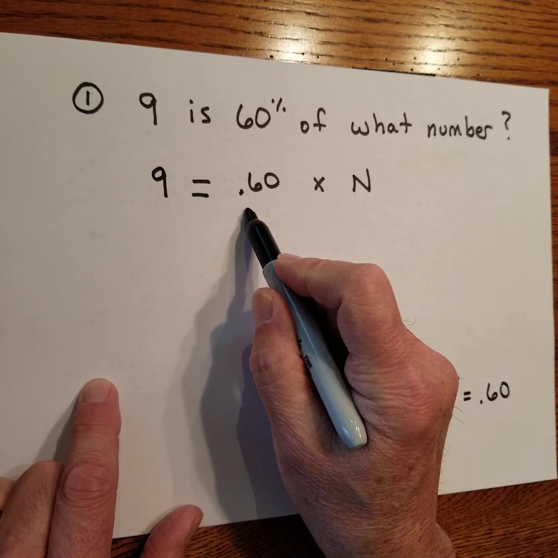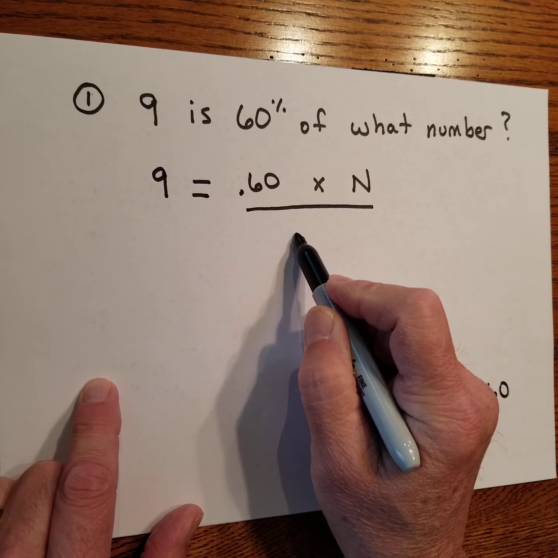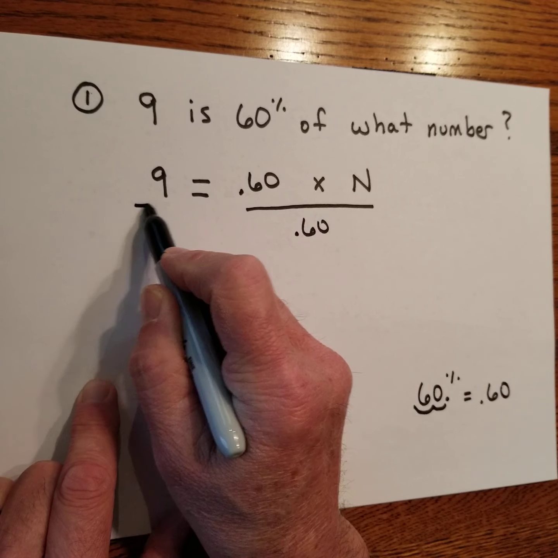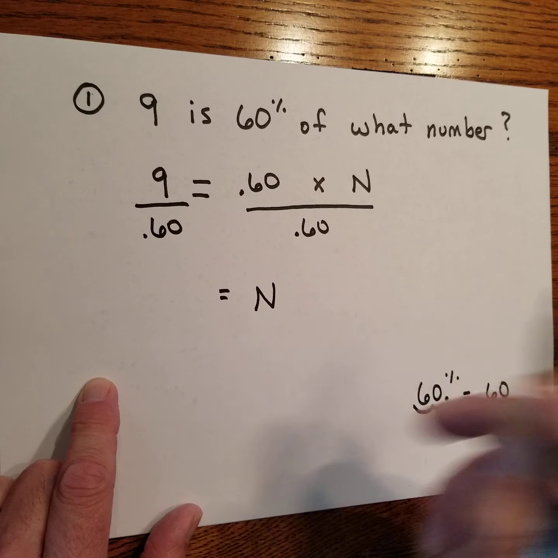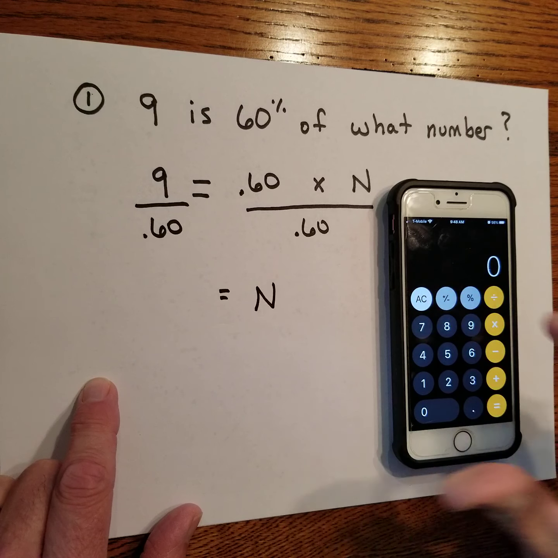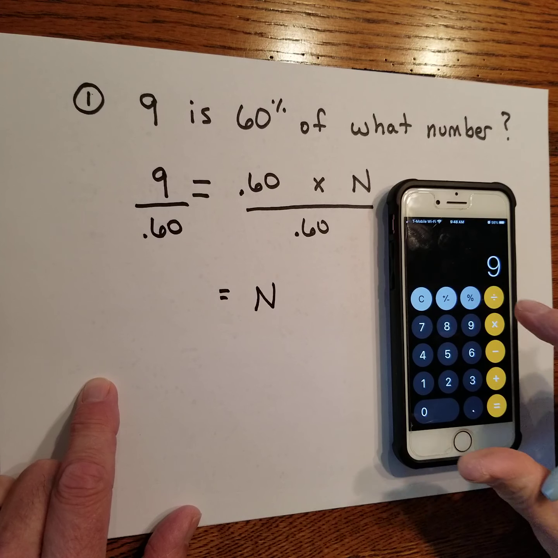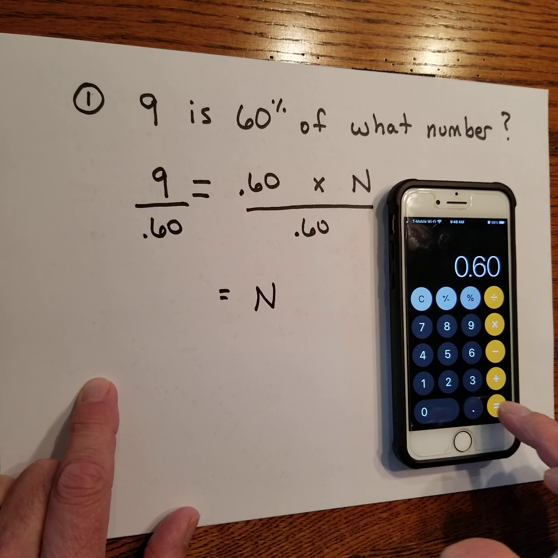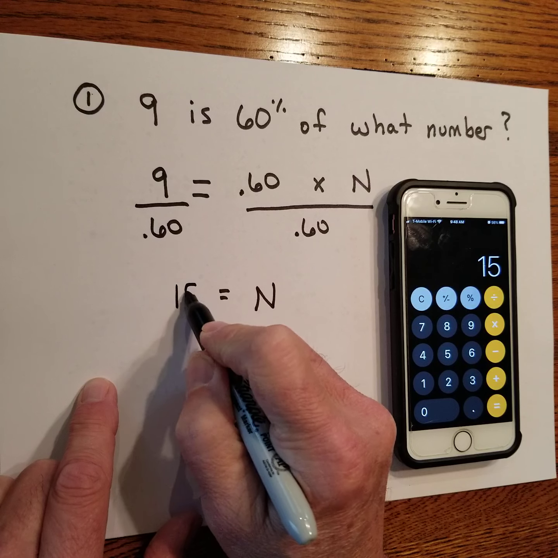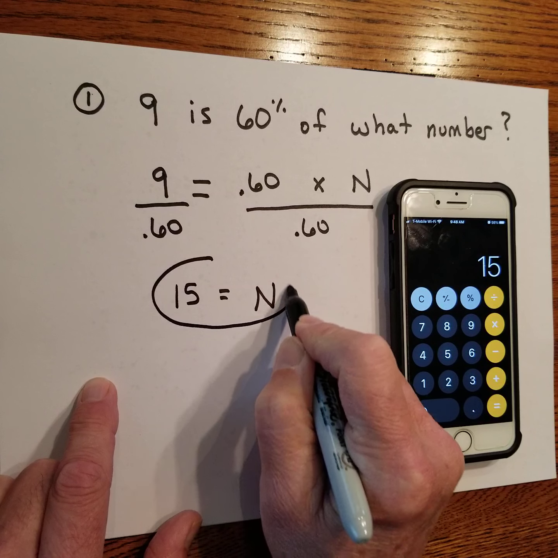To get n by itself, the inverse of multiplication is division. So on my calculator, what I need is 9 divided by 0.60. 15. Perfect.